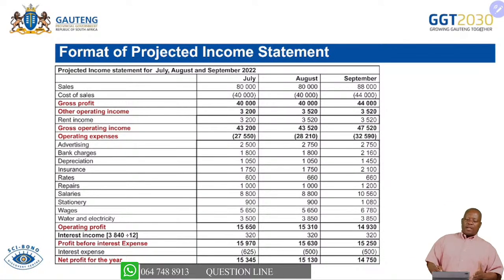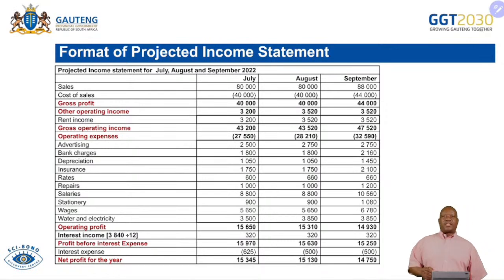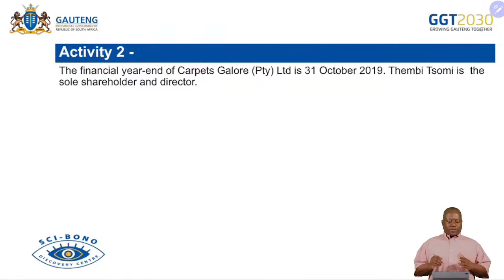This is a basic income statement that we are always going to find. Now, when it's complete, it looks like this. I'm not going to spend time on this, guys. We have been looking at the income statement and we know what it looks like now. Very important, you always get profit at the end of each and every month. In this case, this is 15,345 in July, 15,130 in August, and 14,730 in September. Now, let's look into activity number 2.